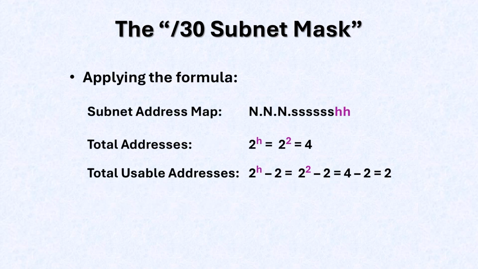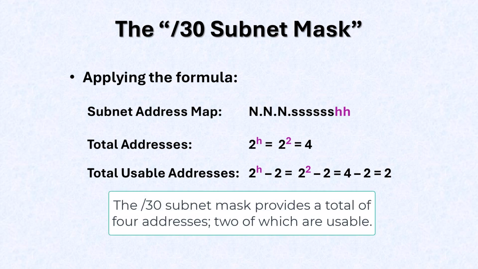Let's apply the formula. Since there are 2 host bits in the subnet address map, the value of H in both formulas is 2. Applying the total addresses formula, we end up with a total of 4 addresses. Applying the total number of usable addresses formula, we end up with 2 usable addresses. This confirms what we said previously regarding the number of addresses for the /30 subnet mask.